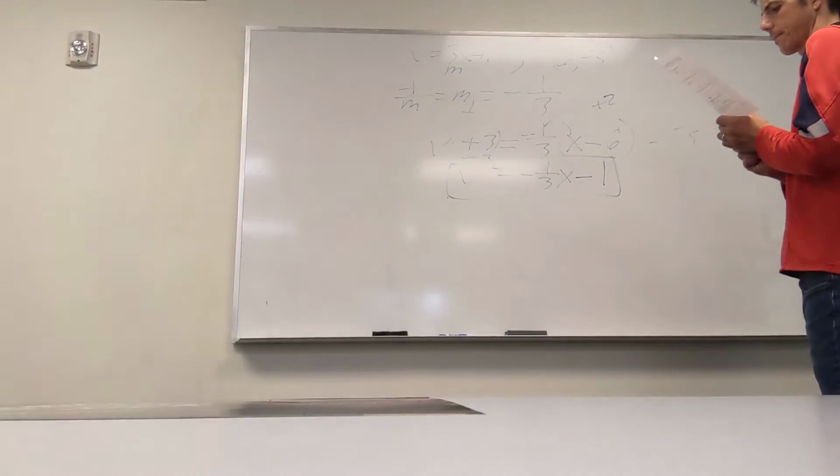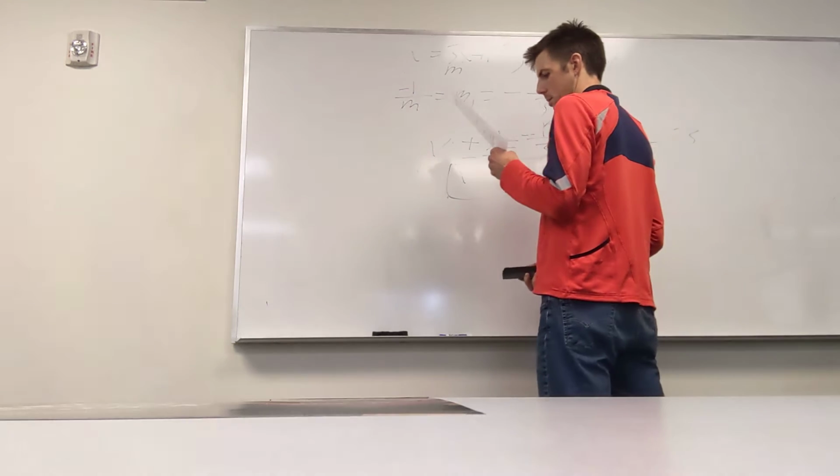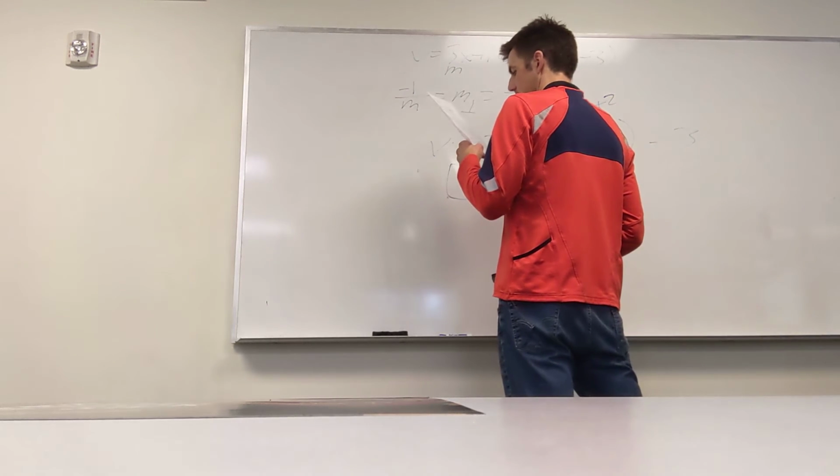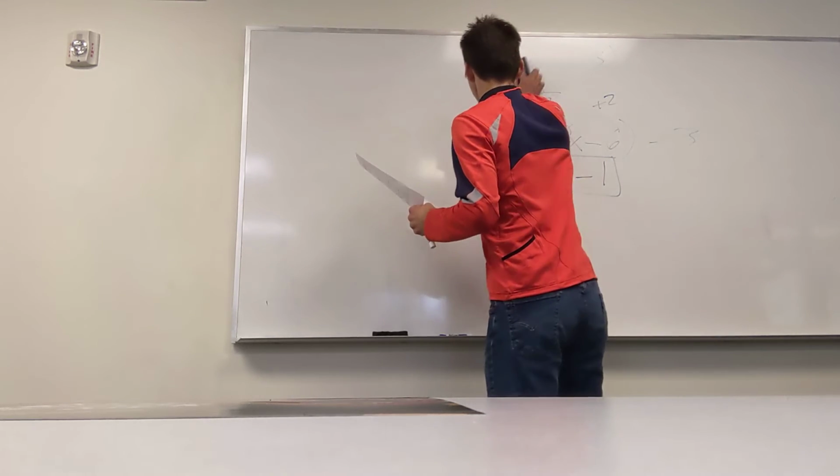So it should be minus 1. Okay, now we got the equation of a circle and a point on the circle. Write the equation of the circle with center and a point. So now we need to find the radius.